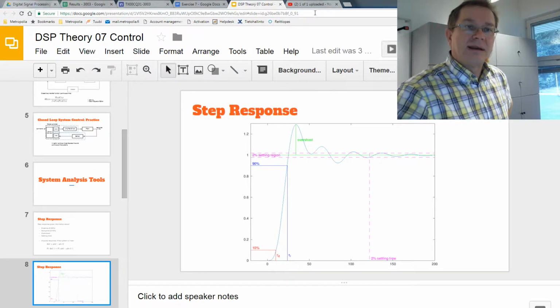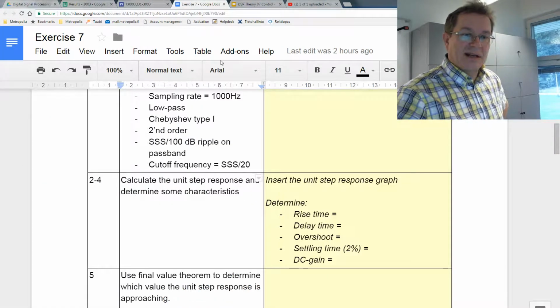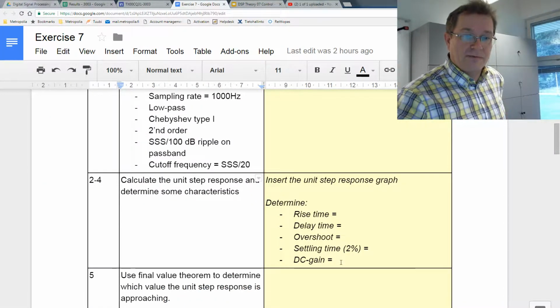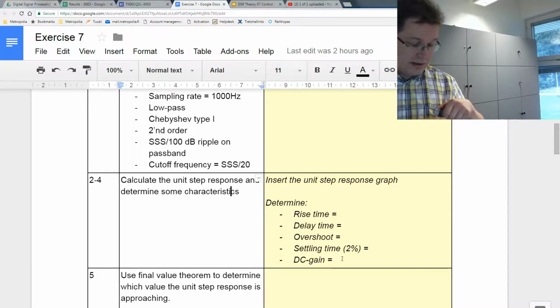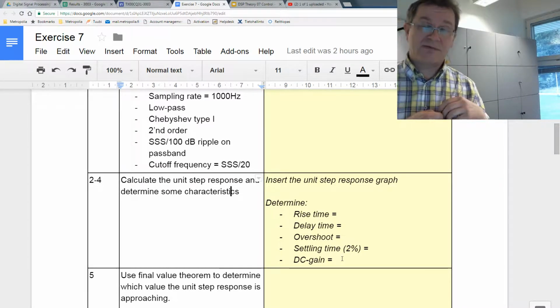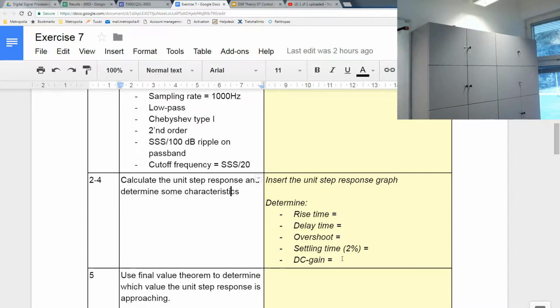Okay, so basically this is to find those values. I will give you some hints how to actually get those values from the picture, and also how to find the values using some MATLAB tools.